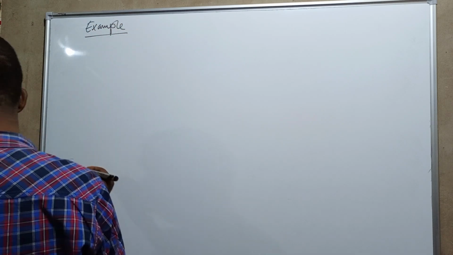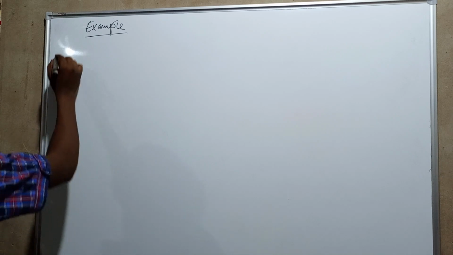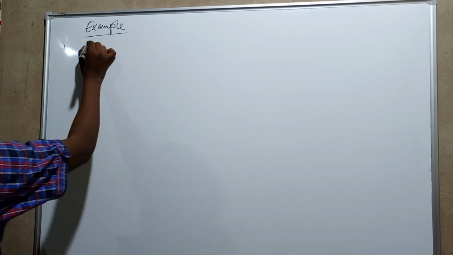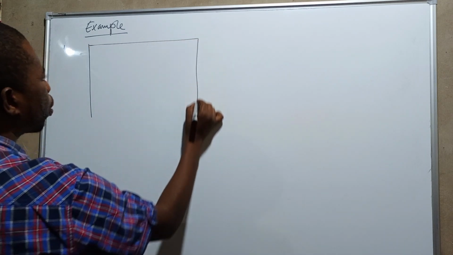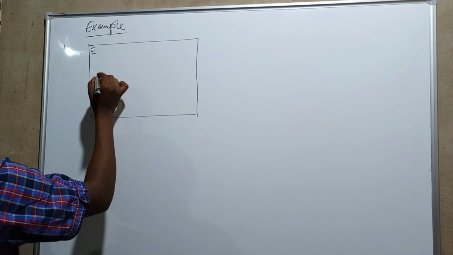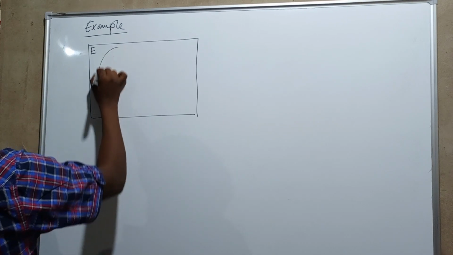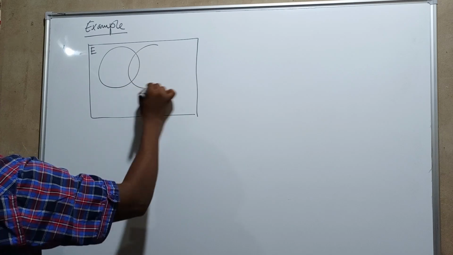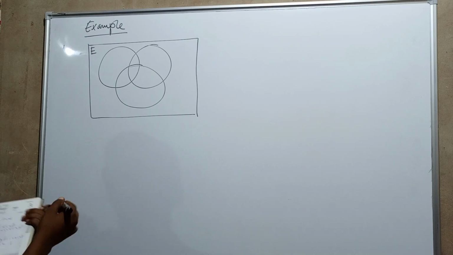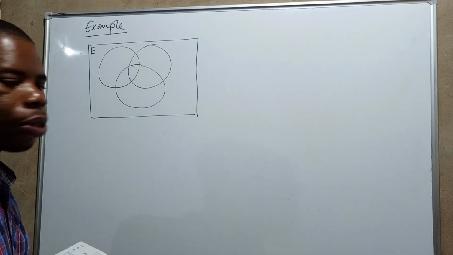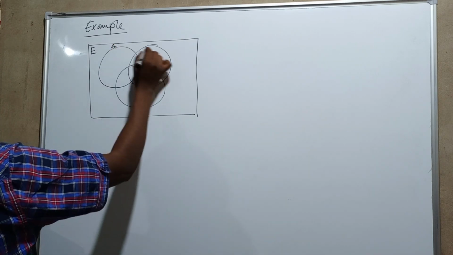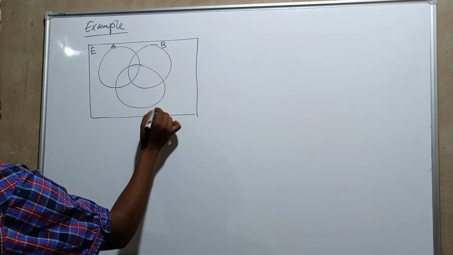We have this example, which is example one, where we have a universal set here. Then we have three sets: one, two, three. This marker is done. So we have A, B, C.